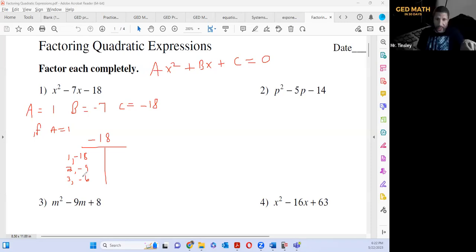4 cannot go into 18. 5 cannot go into 18. Now I'm at 6. I already used 6, so I know I'm good. What do you mean you already used 6? I only see -6. I don't see +6.